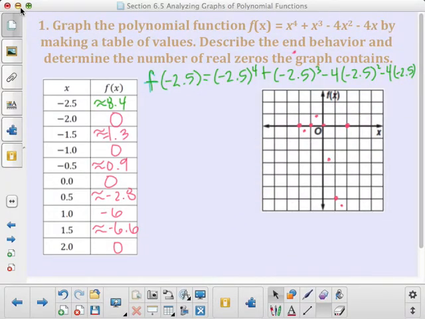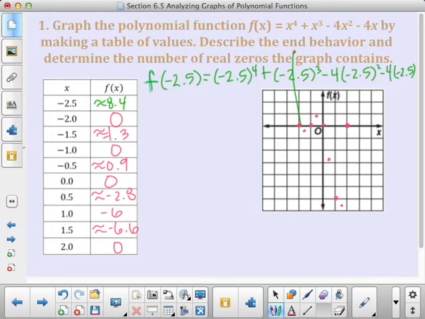So it's starting up, coming down, going up. Got to go all the way down and then all the way up. Okay, so there is my polynomial graph.